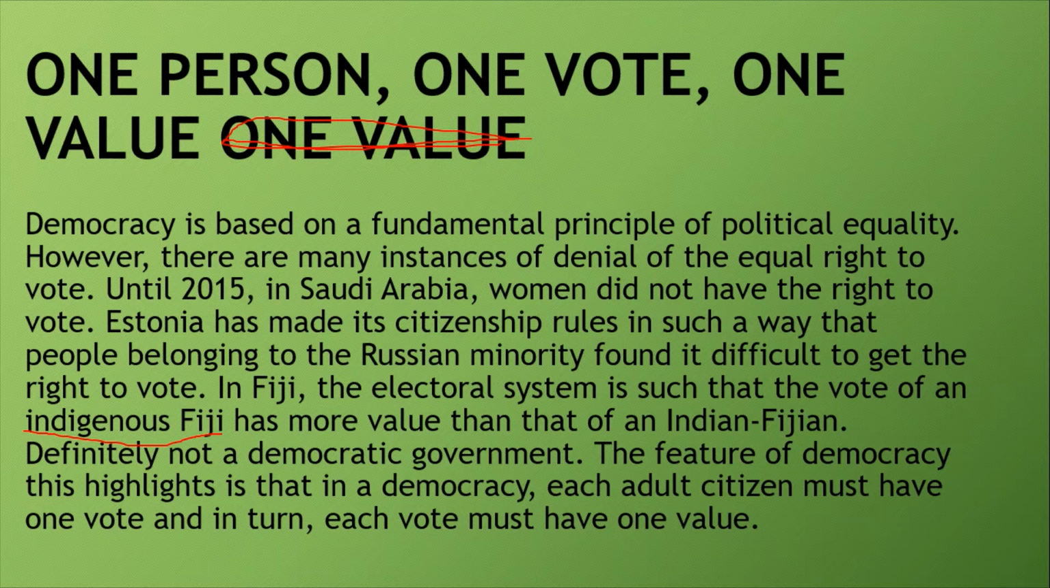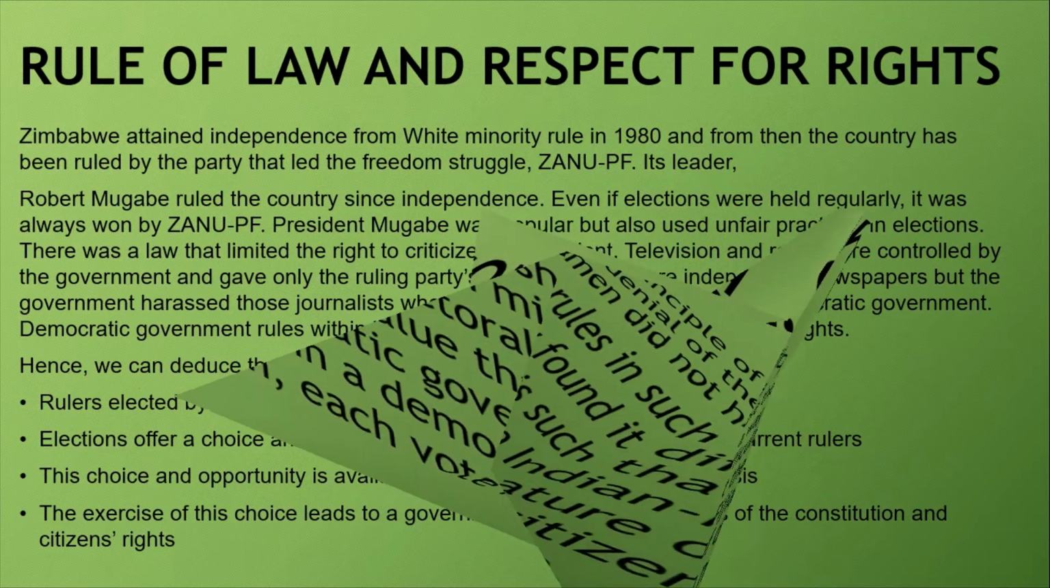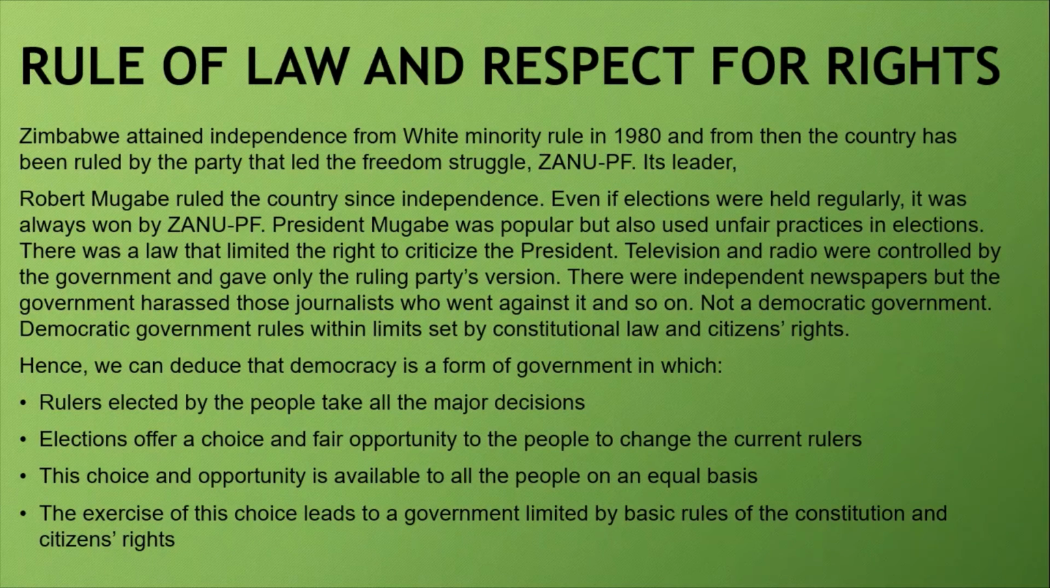The lesson of this is that in a democracy, each adult citizen must have one vote, and in turn, one vote must have one value. Rule of law and respect for rights. Zimbabwe attained independence from white minority rule in 1980, and from then the country has been ruled by the party that led the freedom struggle, ZANU-PF. Its leader, Robert Mugabe, ruled the country since independence. Even if elections were held regularly, it was always won by ZANU-PF. Here ZANU-PF is the party's name.